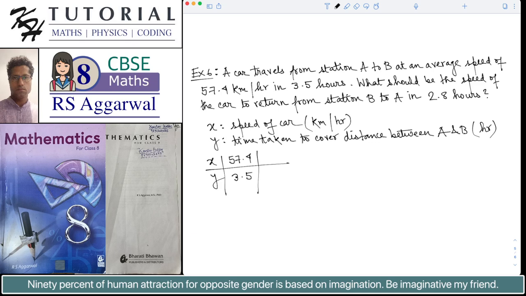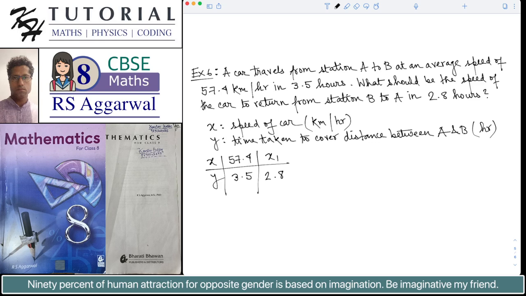Now it is asking what should be the speed of the car to return from station B to A in 2.8 hours. That basically is asking what should be the speed to cover the distance between the two stations in 2.8 hours. So let that speed be x1, such that it is covering the distance in 2.8 hours. So we have to find x1.